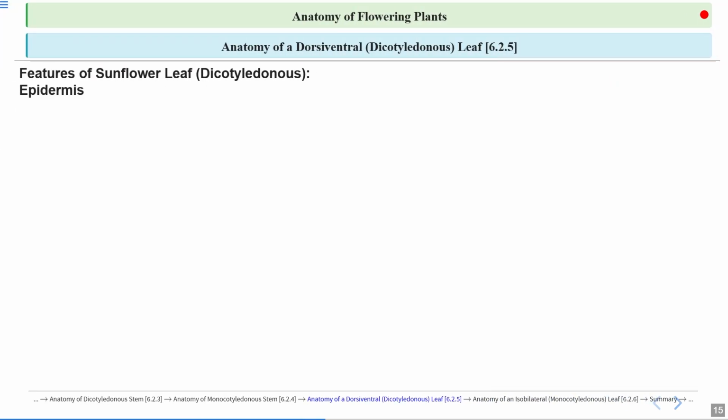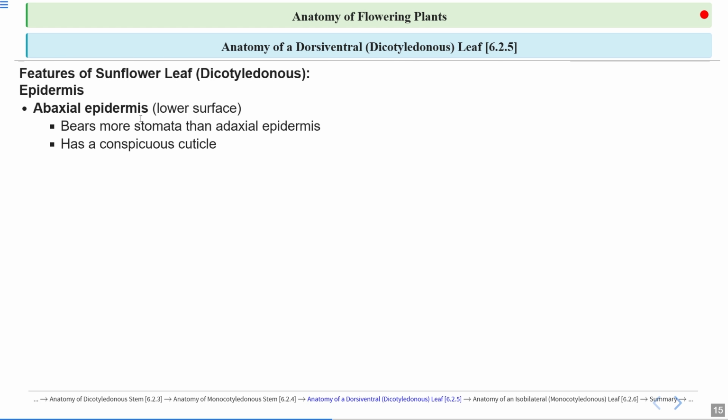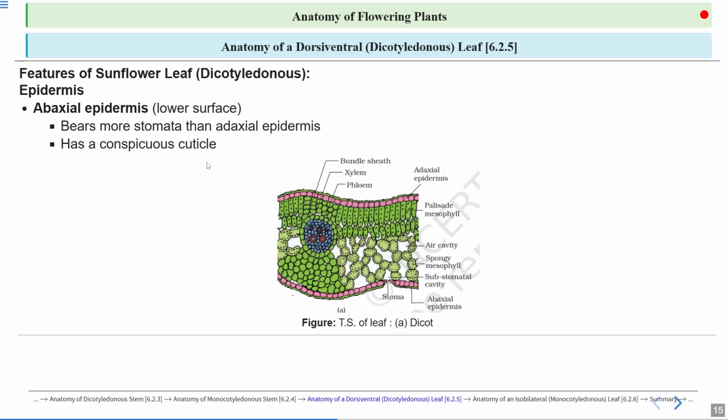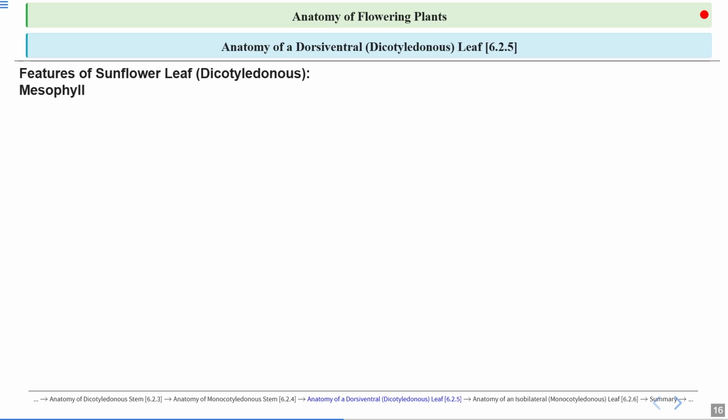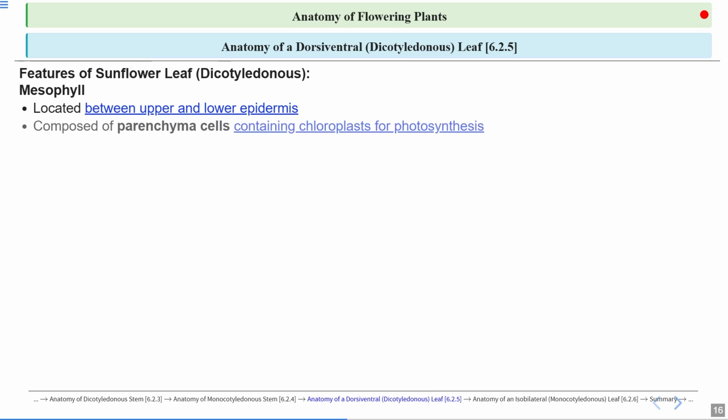Now epidermis, abaxial, lower surface, bears more stomata, while the adaxial surface epidermis has a conspicuous cuticle, and very few stomata. Mesophyll in the dicotyledonous leaf is located between the upper and the lower epidermis, right? This mesophyll layer is present between the upper and the lower epidermis.